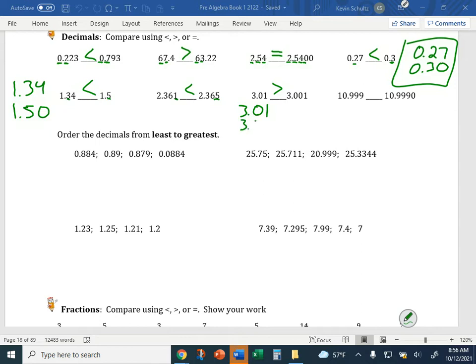So it's as if we have, using the stacking method here, 0.010 versus 0.001, right? 1/100th is greater than no hundredths, okay? And finally, 10.999 and 10.9990, Kylie, equal to. Add that 0 on the end of it. It doesn't make a difference, okay? Questions on decimals? Or did I get my point across?